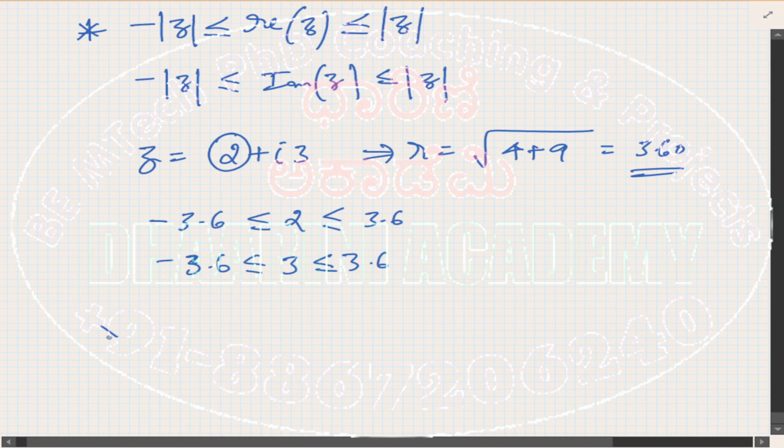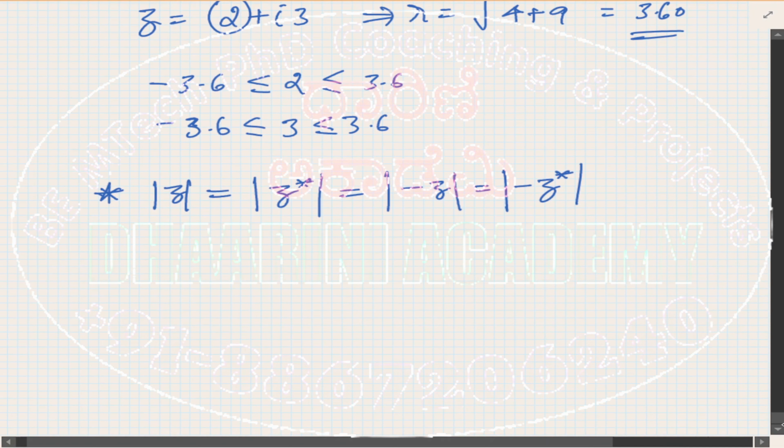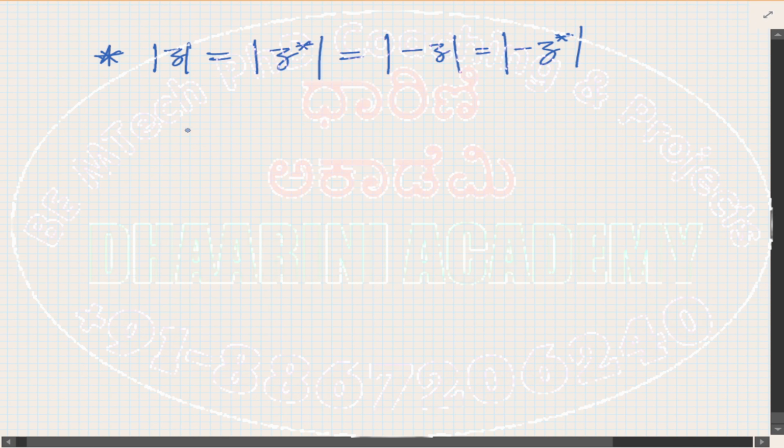All right. Then the next property is this. The magnitude of z is also equal to the magnitude of z conjugate, which is also equal to the magnitude of minus z, which is also equal to the magnitude of minus z conjugate. These four types of values all give the same magnitude or modulus. Let's try to verify this now.